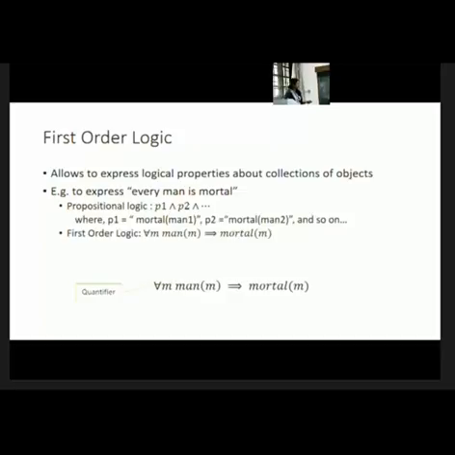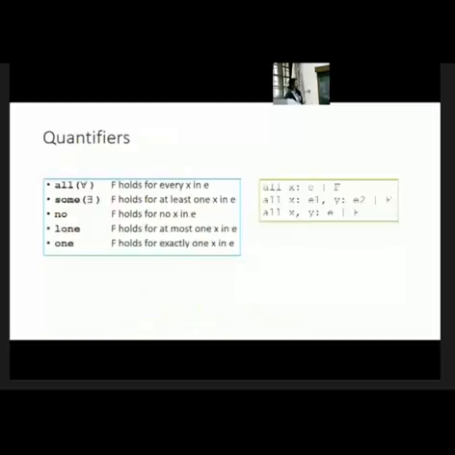Then you have m, which is a variable. Man, here it's a predicate. Then this is a connective, a logical connective. These are called atomic sentences. This is a sentence which connects two atomic sentences using a connective. And this is a whole sentence which is connected using a quantifier. So these are the different terms in first order logic.